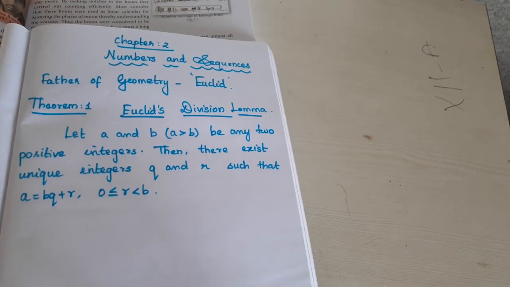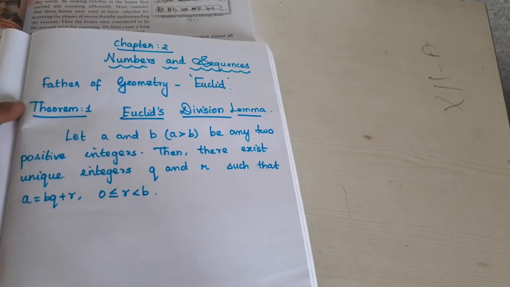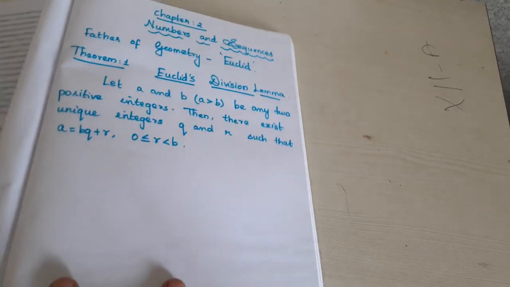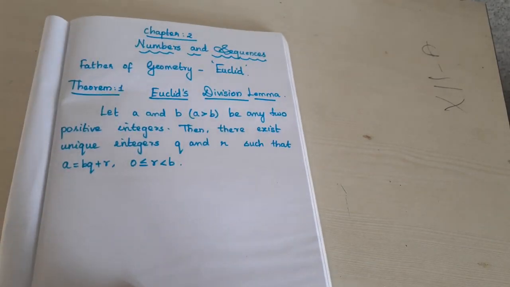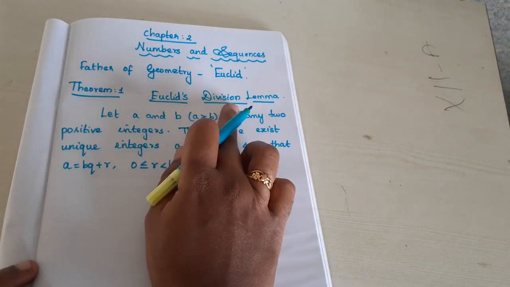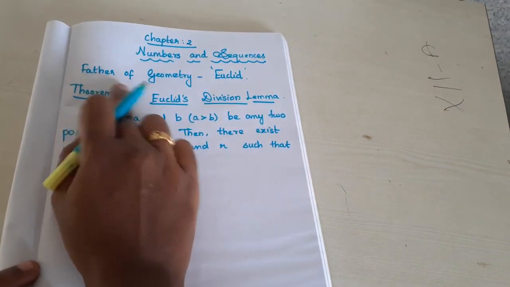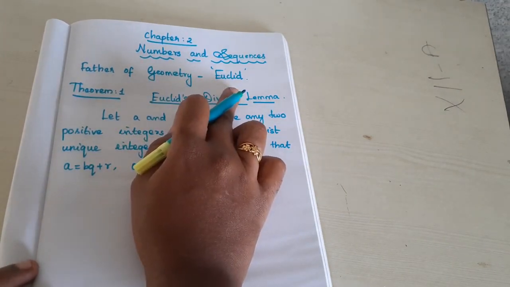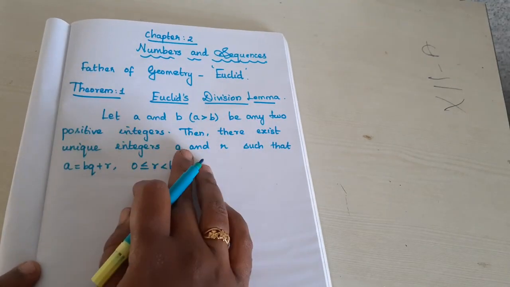Okay, listen, students. Welcome to chapter 2, numbers and sequences. You can check the textbook. The first concept is Euclid's division lemma. And here, a new thing: father of geometry. Do we know the father of geometry is Euclid? Euclid found these things and so Euclid's name is put. Euclid, father of geometry.